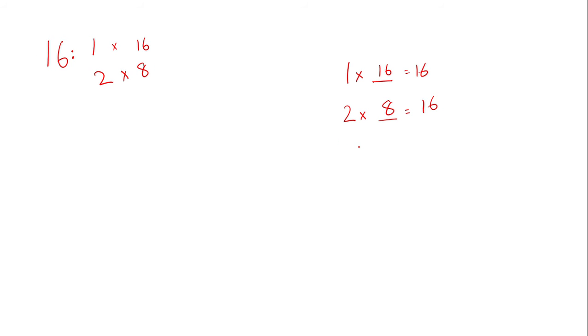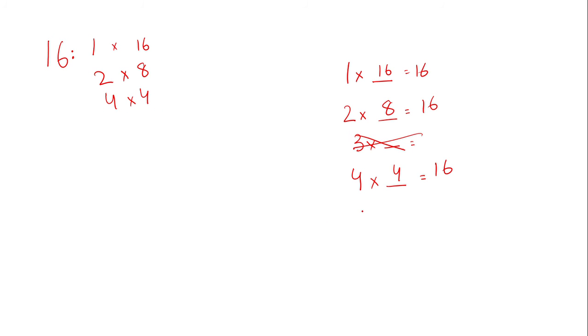What about 3? Does 3 times anything give you 16? 3 times 4 is 12. 3 times 5 is 15. 3 times 6 is 18. So no, 3 is not there. What about 4? 4 times what gives you 16? 4 times 4 gives you 16. Okay, so 4 times 4, but we're not going to write 4 two times when we write them from least to greatest. Right now you can write 4 times 4 because we're writing all of the multiplications.